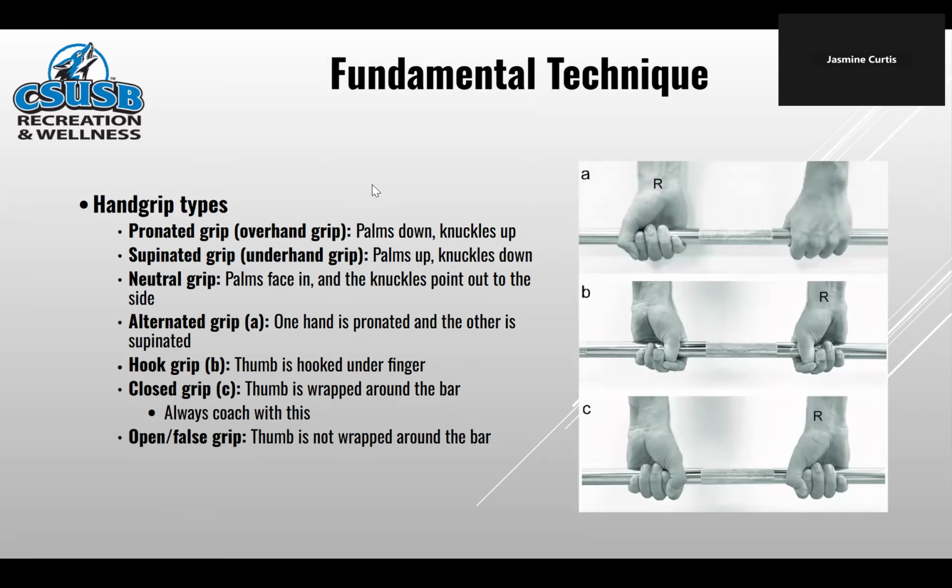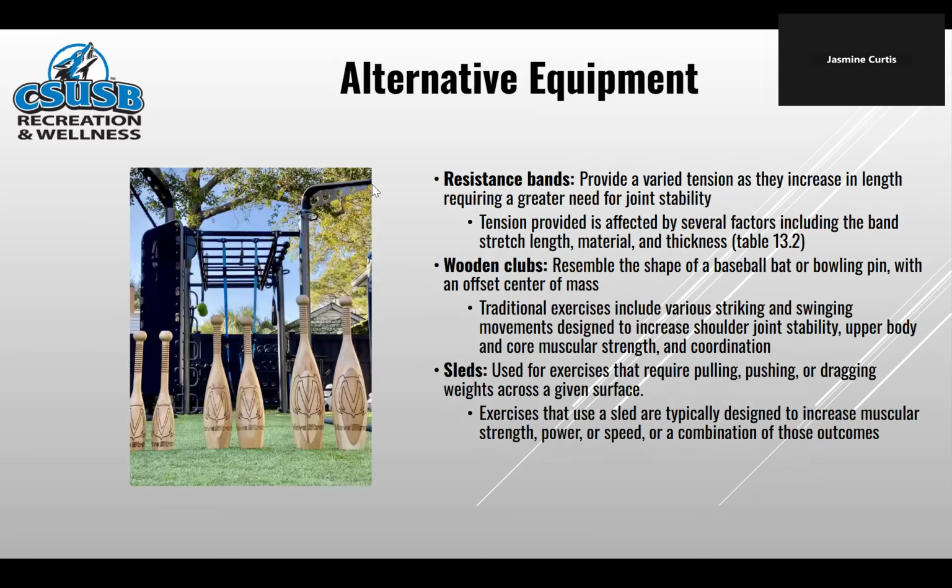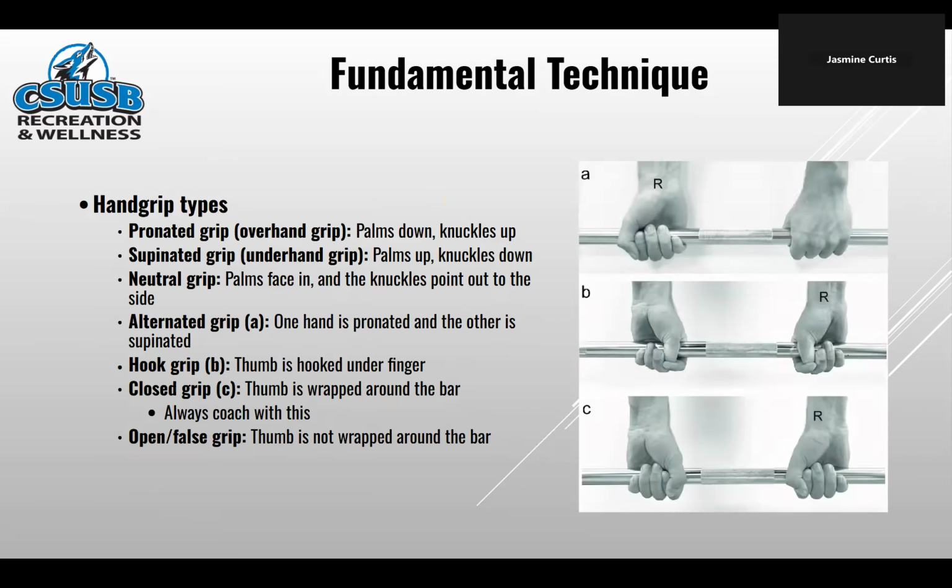And can you think of any other alternative equipment in your gym? Has there always been something on the floor that you're like, what the heck is that? There's parallel bars. There are sometimes ab mats and things like that. So let's continue out of alternative equipment to fundamental technique.